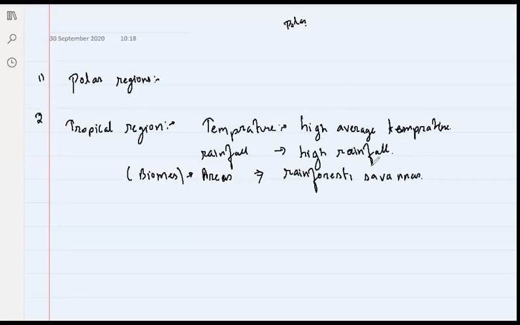Now, in India, which region falls under this tropical zone? What do you think? North India or South India? Mangroves, yes. South India, very good. Swamp is not a biome, it is just an ecosystem, okay? Mangroves are also kind of rainforest. Coastal regions, yes. Okay, got it? So this is about tropical region.